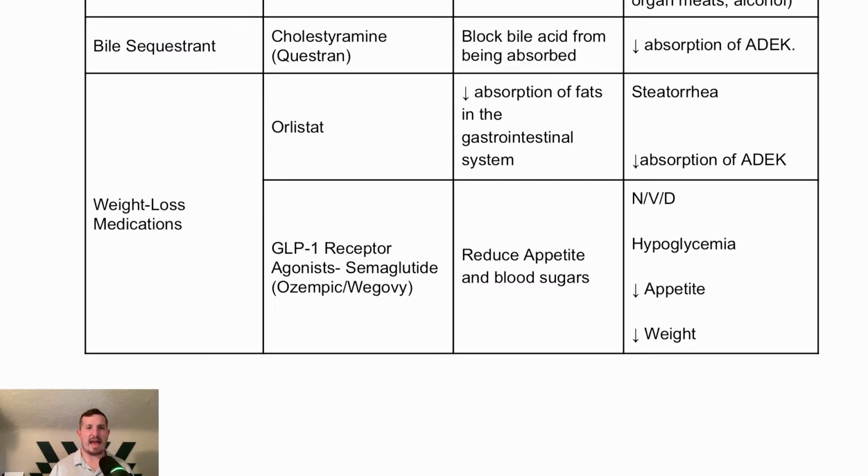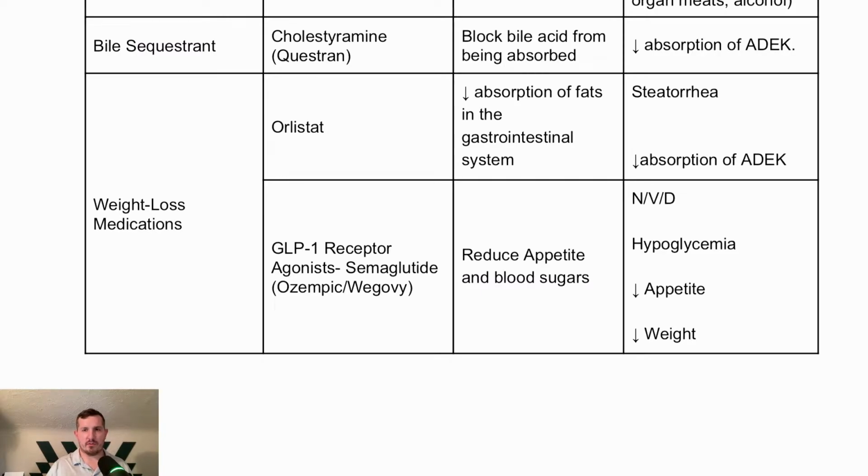Second one, I never thought I'd be talking about, but hey, here we are. GLP-1 receptor agonists, right? Semaglutides, Ozempic, Wegovy, many other names here. We all know pretty well, I'd say, about what GLP-1 does now. It reduces appetite and blood sugars. Really, I should have put here, it's just meant to treat obesity and diabetes. That's what its purpose is.